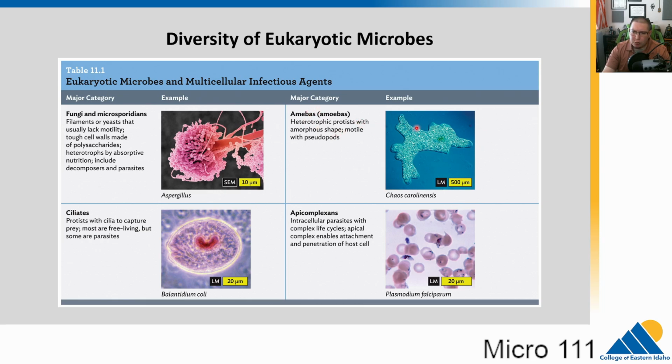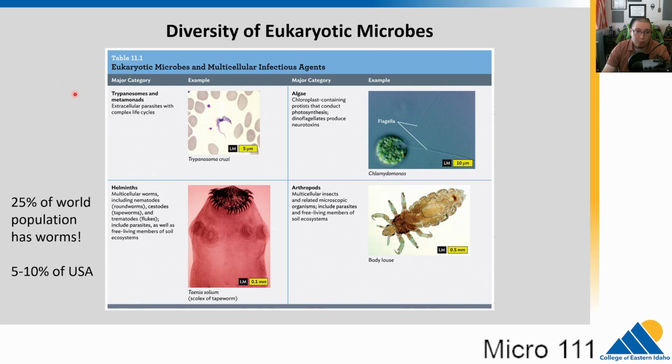We have amoebas in there. You've probably seen, and we talked a bit about them, phagocytosing. Ciliates, we're not going to talk too much about them. Apicomplexans, this is an important group of intracellular parasites. That means they live inside of cells. They have this special apical complex that enables them to get inside of cells, which allows them to hide from the host immune system. We'll also talk about trypanosomes and metamonads. These are extracellular parasites. They live outside of our cells, and they often have complex life cycles as well. The algae we won't talk about too much, but they are important photosynthesizers. There are some, like dinoflagellates, that can produce neurotoxins. We talked about red tide previously.